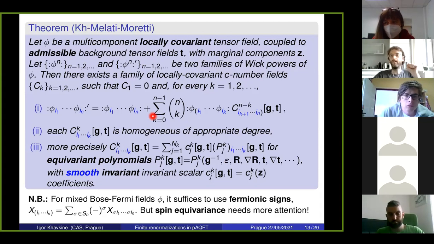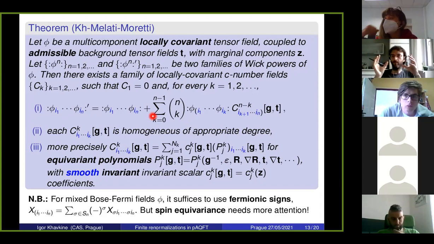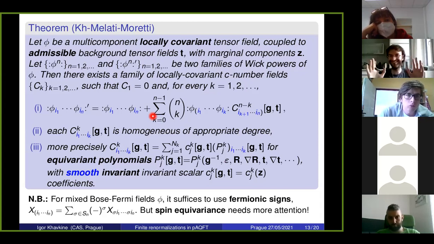Okay. And there are also Hadamard states. There's a very nice result that says that if your spacetime has compact Cauchy surface, so it's spatially compact, then all Hadamard states belong to the same representation. And now we are talking about representation of what? The representation of your infinite dimensional algebra of quantum observables.